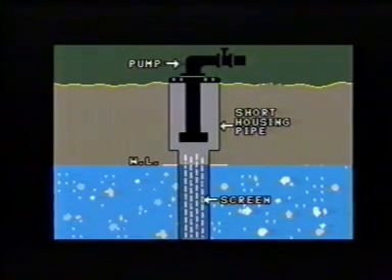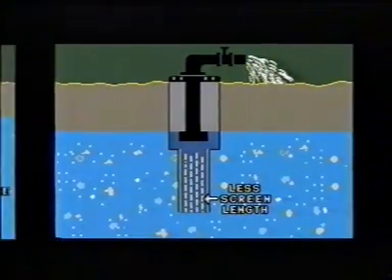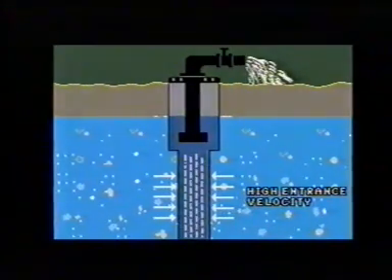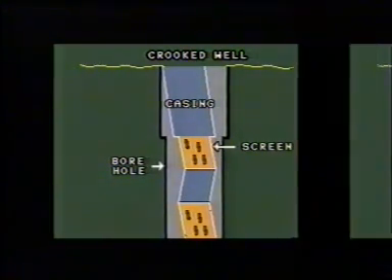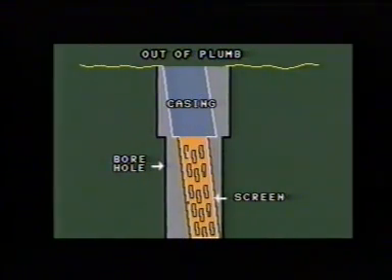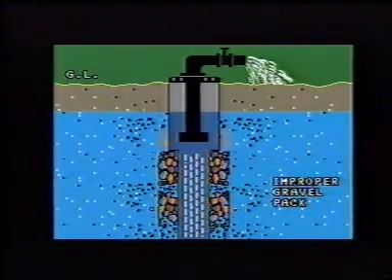Design faults are due to short housing pipe, less screen length, and high entrance velocity. Whereas construction faults include crooked well, well out of plumb, and improper graveling.